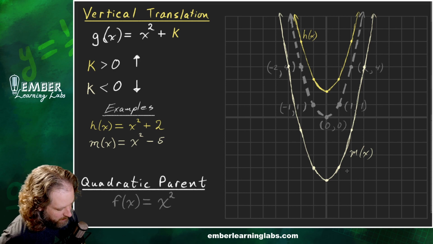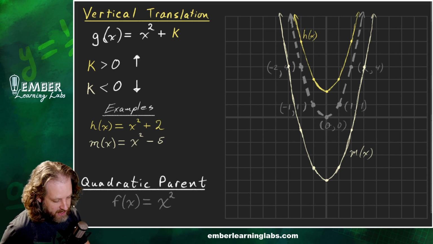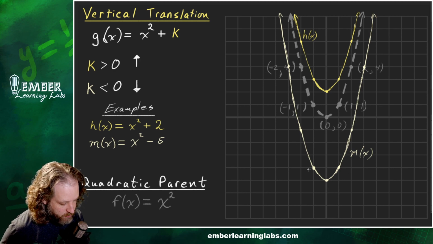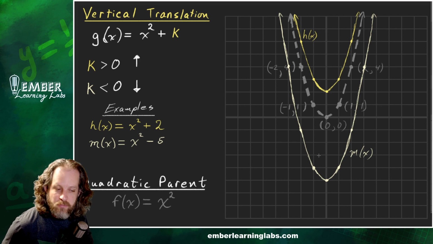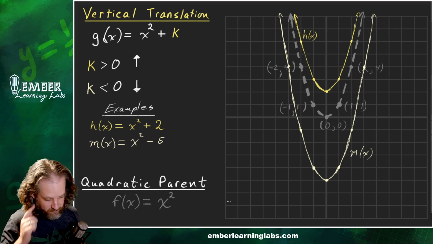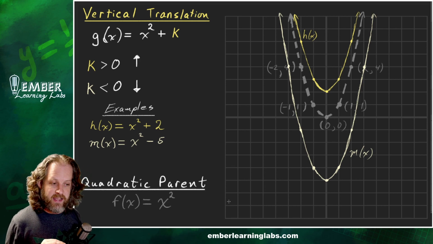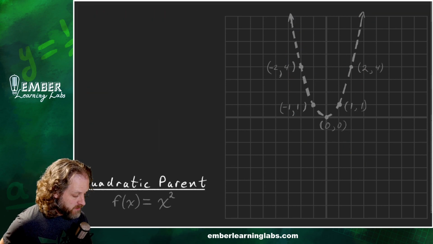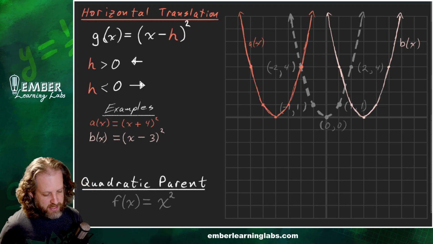And then this m of x, it moved it down 5 units. But you still notice that it goes up 1 over 1 on both of these, up 1, back 1, right? So it's the same idea. So that is a vertical translation. What about a horizontal translation? Well, that looks like this.